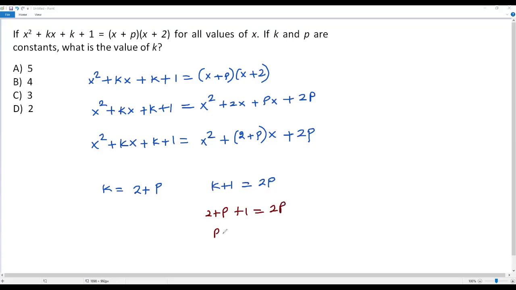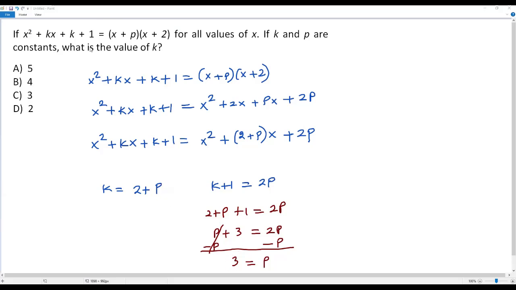Okay, here we can combine the like terms. That is, we can combine the two numbers 2 and 1. I'm getting 3 + p = 2p. Let me subtract p from both sides. When I subtract p from both sides, p and negative p cancel out. I'm getting 3 on the left side. 2p minus p is just p. Okay, now I know the value of p, that is 3. I can plug in the value 3 for p over here to solve for k.